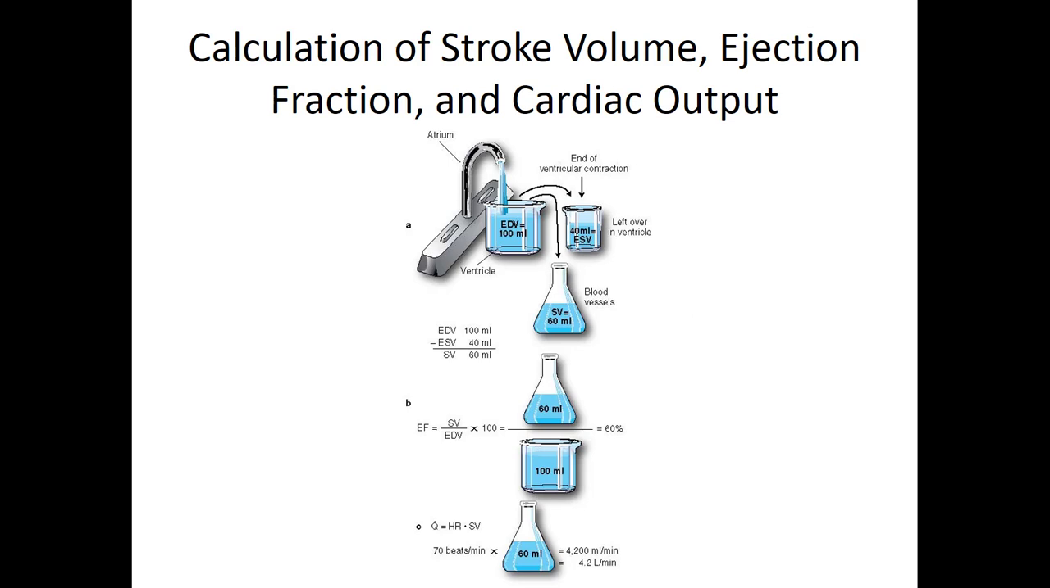So we must know how to calculate stroke volume, ejection fraction, and cardiac output, right? So this is the ventricle, right? The end-diastolic volume is 100 milliliters, and the end-systolic volume is 40 milliliters, right? The difference, 60 milliliters, is the stroke volume. So stroke volume is here, and stroke volume divided by end-diastolic volume is the ejection fraction. And stroke volume multiplied by heart rate is the cardiac output. This is the most important, right? This blood goes to our exercising muscles and every part of our human body.